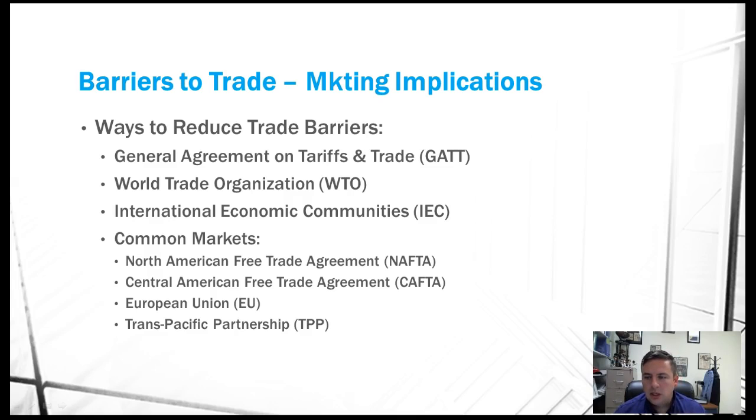The EU has been in the news in the past couple of years because of Brexit. The United Kingdom, or England, decided to leave the EU, which has caused some problems in trade barriers of themselves. And the last one is the Trans-Pacific Partnership, or the TPP, which has also been in the news as it relates to the United States and President Trump.